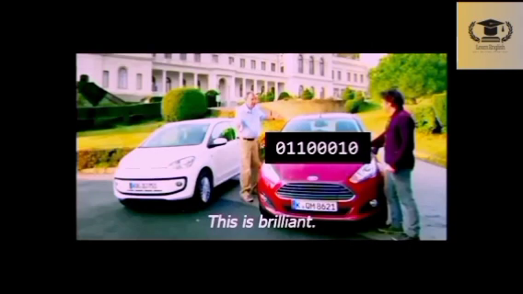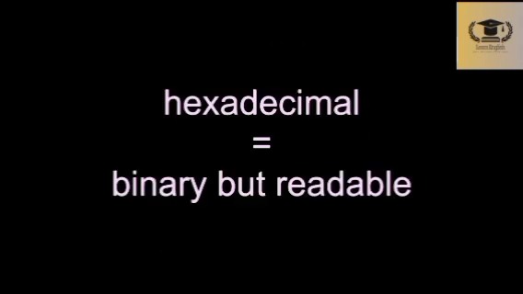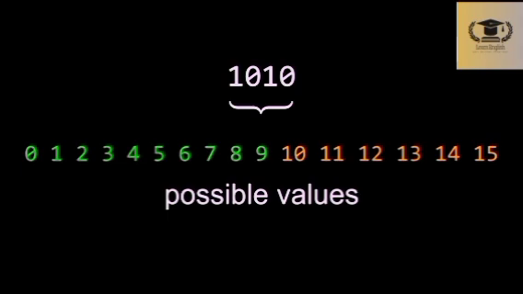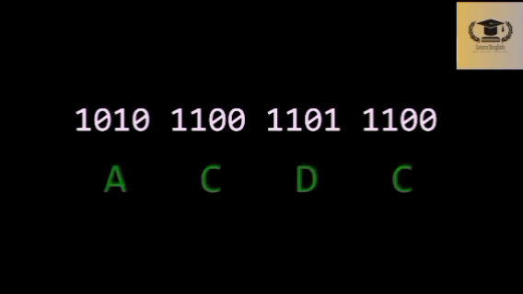This is nice, but for humans, hexadecimal is even better. It's often denoted by this 0x and is simply a more readable format than binary. 4 binary bits can take any value from 0 to 15. Hexadecimal uses 0 to 9 and A to F to represent those values, so a group of 4 bits can be replaced by one hexadecimal digit.